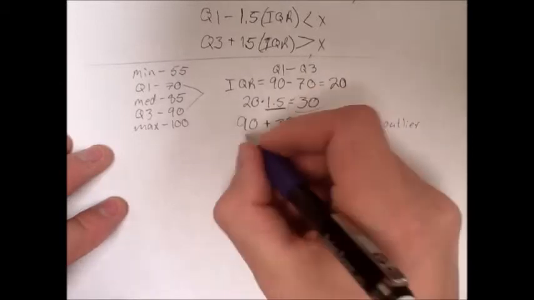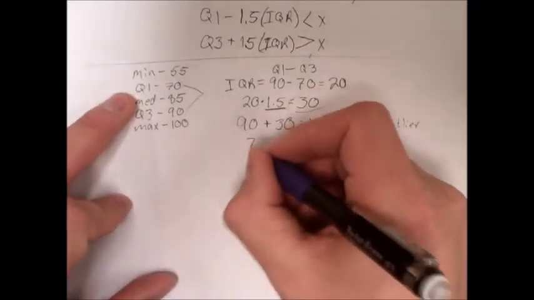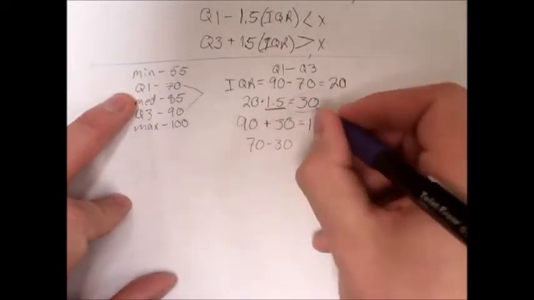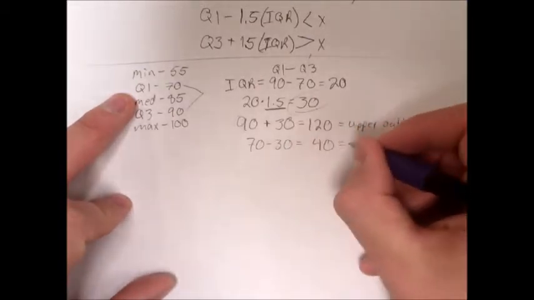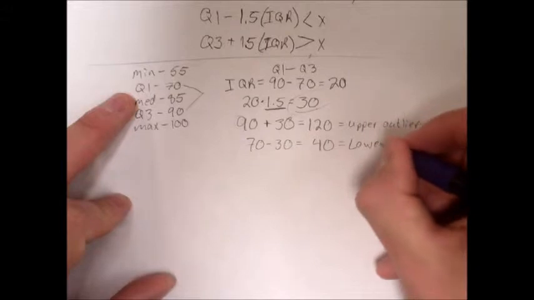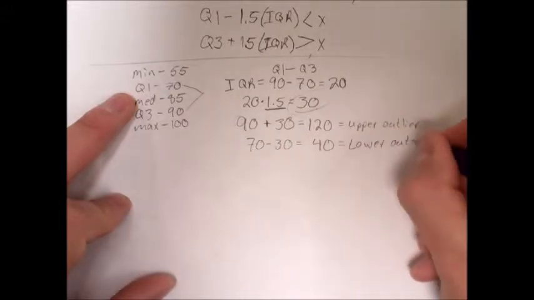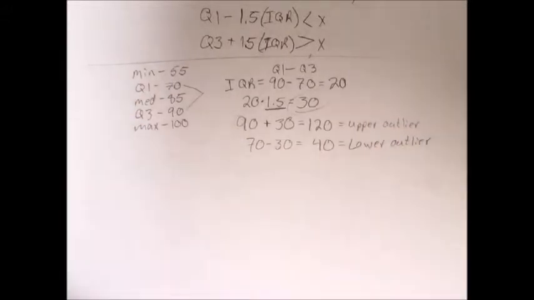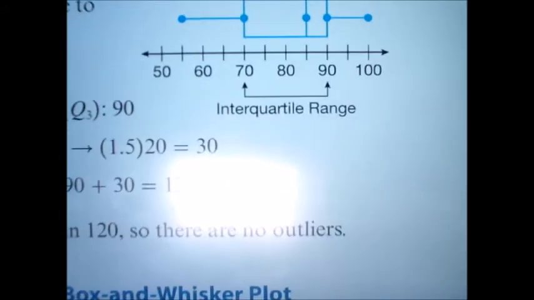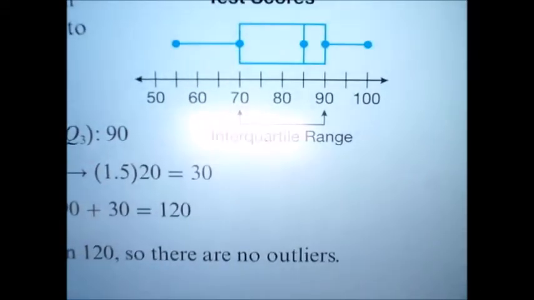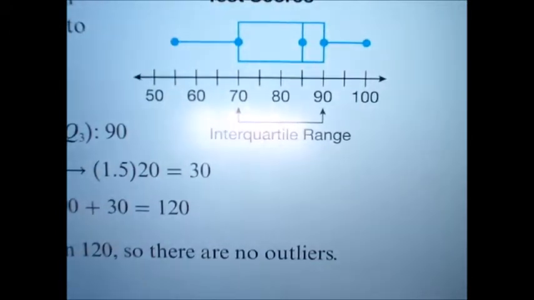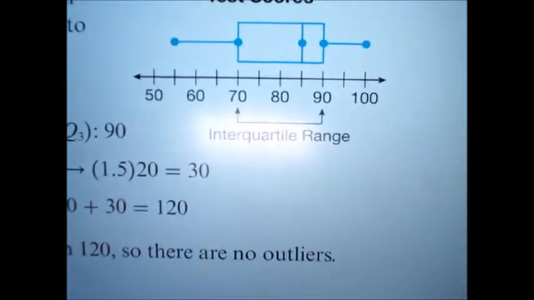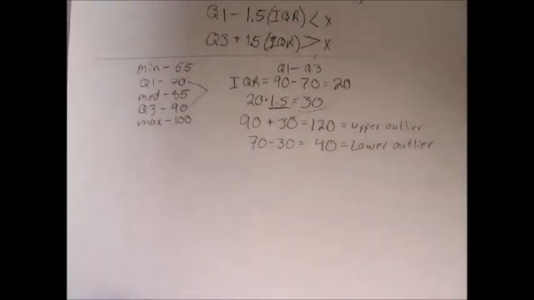Okay, so I'm going to take my quartile 1, which is 70, and I'm going to subtract that number we got for our range, which is 30, and I'm going to get 40. So this is our lower outlier identifier. Okay, so again, I look at this and I say, is there anything here smaller than 40? Graphed on that? No. Anything? No. Okay, so since there is nothing, there are no outliers.